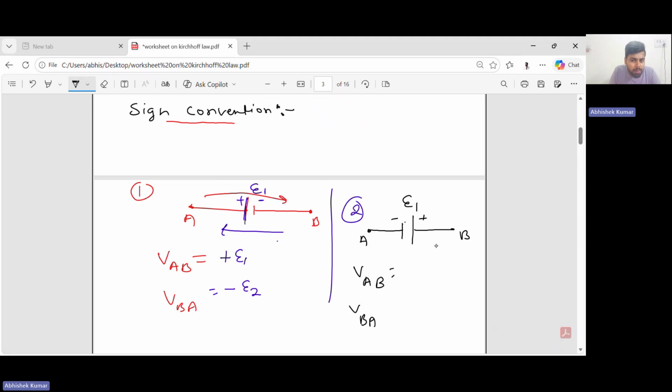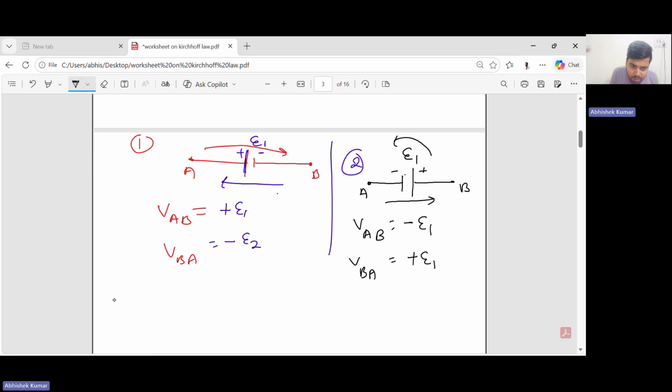So now you're going from A to B. The first thing: when I'm moving from A to B, I'm moving from negative to positive. The value will come here as what? Minus E. But if you move from B to A, how are you going? Positive to negative. It means the first terminal is positive, like you are entering from the positive to the negative part, so plus E1. I hope it is clear. Sign convention. Now the third case is what?